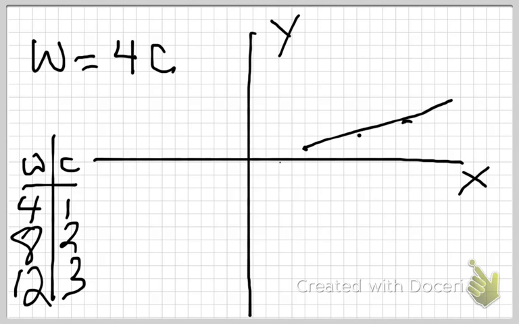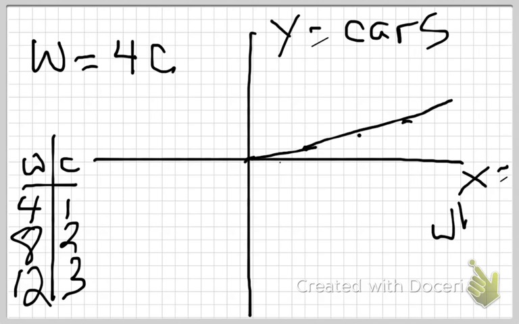And the graph in this case, we could draw it right from 0, because I suppose if there are 0 cars, there are no wheels. So the y is equal to the number of cars, and the x is, in this case, the number of wheels. Just the way that we draw it. And that should appear like a straight line.